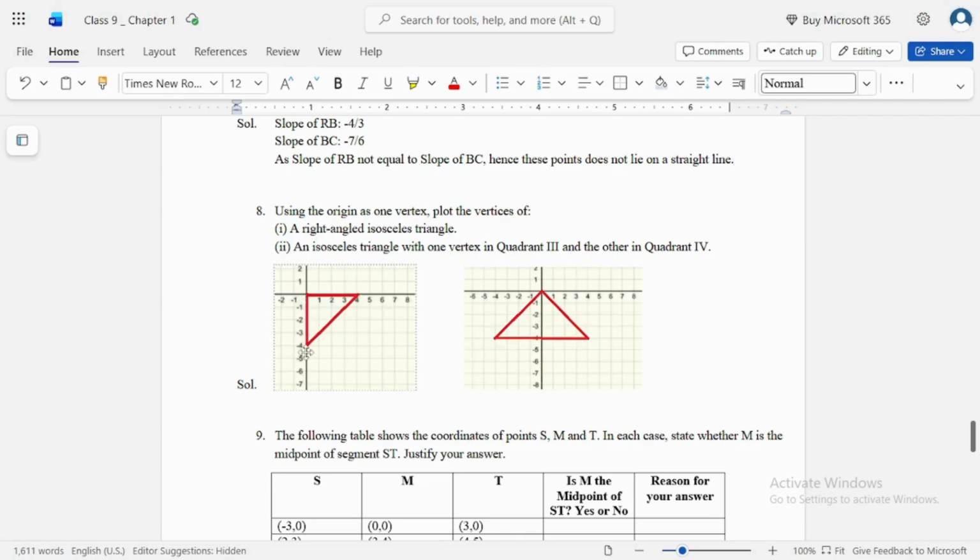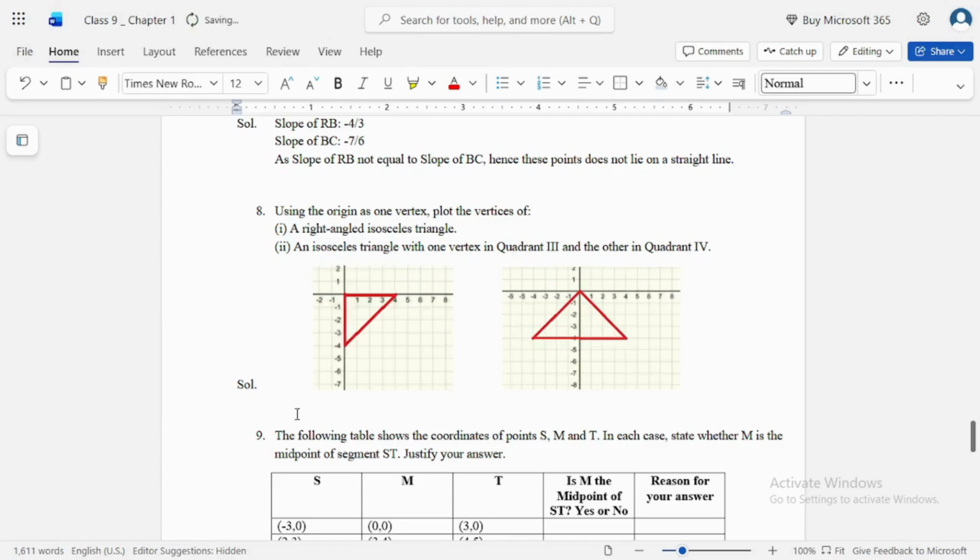So this is the way I have plotted the right angled isosceles triangle with one of its vertices as the origin. So this was the answer to part number 1. The second part asks for an isosceles triangle with one vertex in quadrant 3 and another in quadrant 4. So this is one of the ways we can plot this. There are infinite answers to this, but this is one of the possibilities.